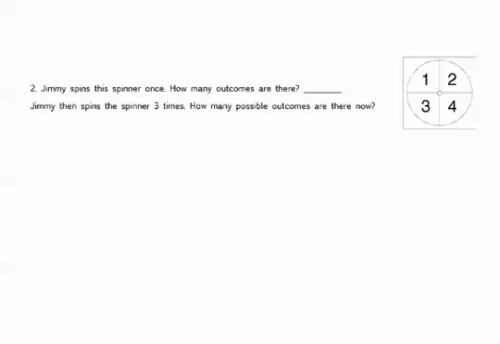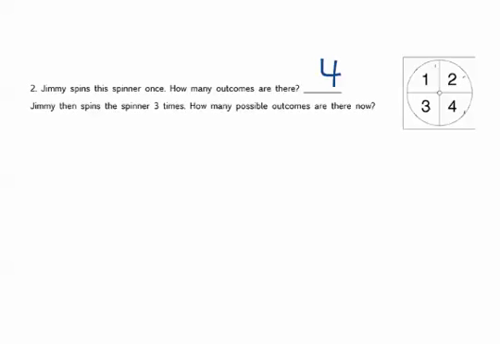Number 2, Jimmy spins this spinner one time. How many outcomes are there? So all you have to do is look at the spinner to be able to see that 1 is an outcome, 2 is an outcome, 3 is an outcome, and 4 is an outcome. All an outcome means is something that will happen as a result of spinning or tossing or picking a marble out of a jar. So there's 4 outcomes for one spin. The second part of the question, though, says he spins the spinner 3 times.